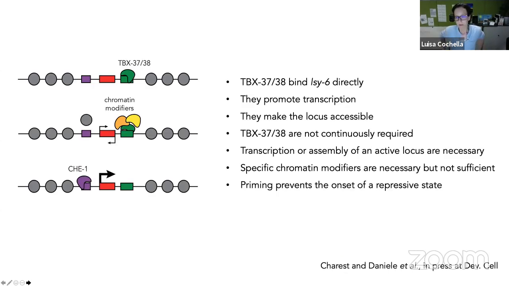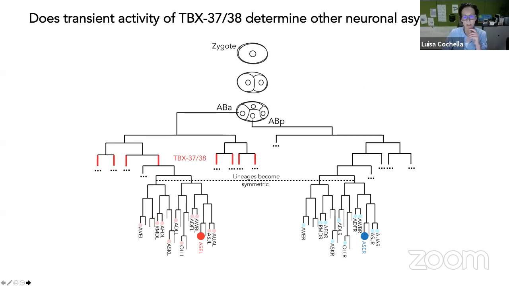So essentially, this is a summary of the mechanistic insight that we have gained into how this locus can be activated by the combinatorial action of these two transcription factors that are separated by four cell divisions during development. I'm not going to recapitulate all of these because I see I'm running out of time, and I want to tell you one last thing, which is that these two ASE neurons are just one pair out of about 10 pairs of neurons that develop through these same asymmetric pathways.